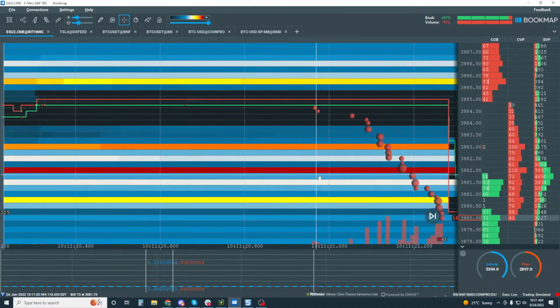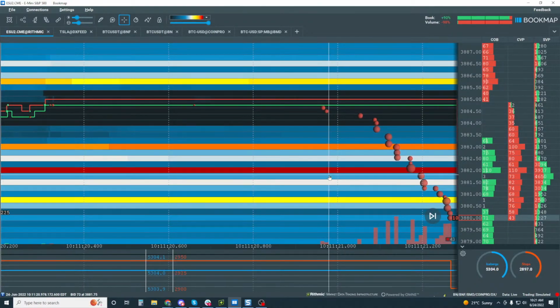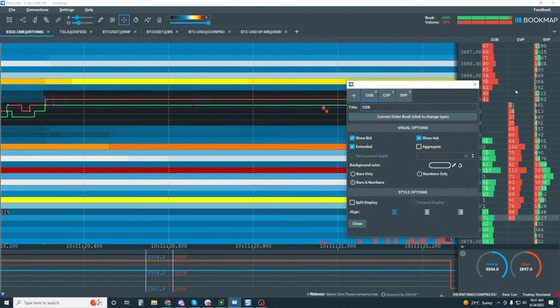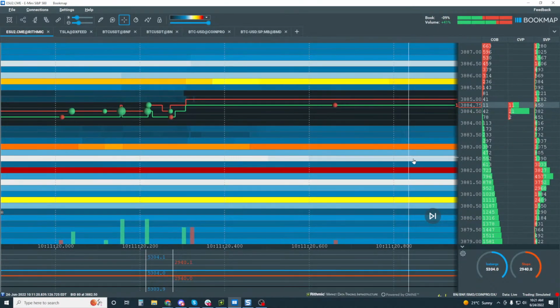In fact, we can use one of the features in Bookmap from the current order book. We go to configure, and we can do aggregation of the book. If they sweep the order book 5 points from here on down to, let's say, down here, that would be about 1,316 contracts that have to be filled, because we're looking at the aggregation of the order book.